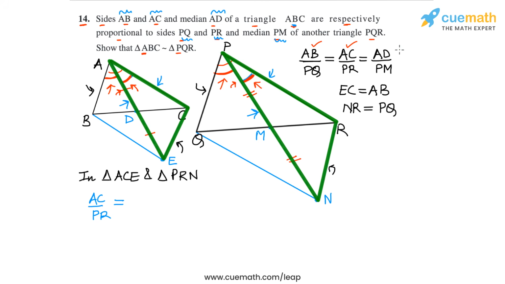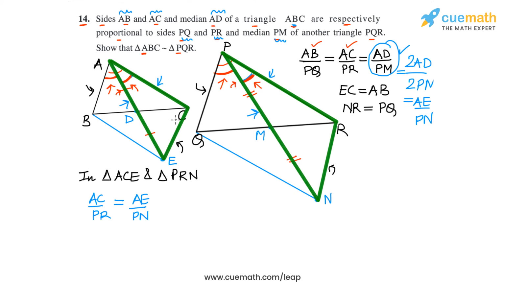And in this original equality of ratios given to us, if we double the numerator and denominator of this ratio, so if we double the numerator we get 2AD, and if we double the denominator we get 2PM, correct? So this will be equal to 2AD by 2PM, and 2AD is simply AE and 2PM is simply PN. So we can write the fact that AE by PN is also equal to AC by PR.